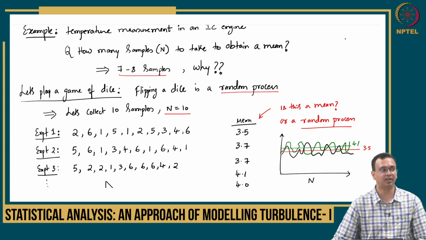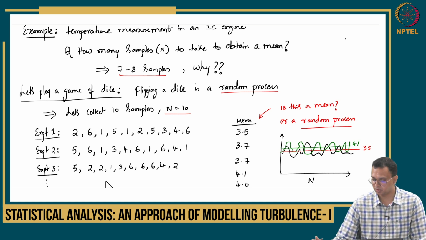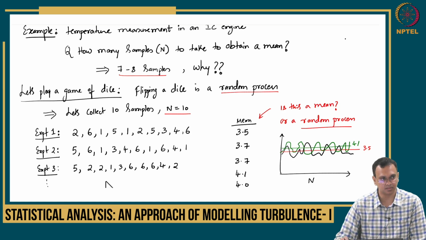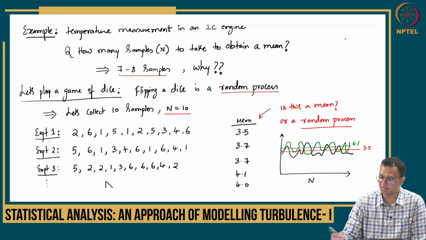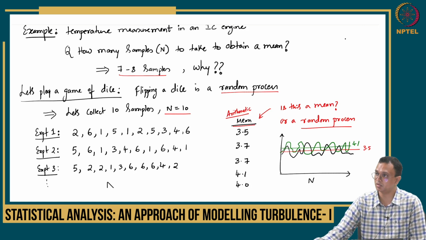Then how do I define turbulence is random? To get to that real randomness, I need to define a mean which is not random anymore. Okay, so this is a random process. And what kind of mean is this? This is an arithmetic mean. So your arithmetic mean is also a random process.